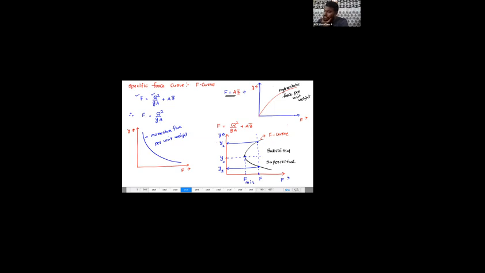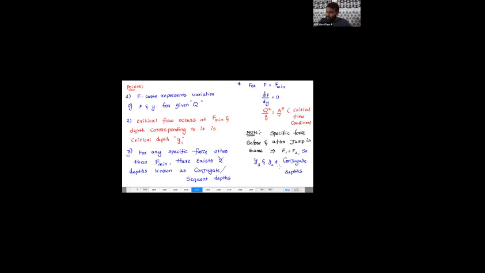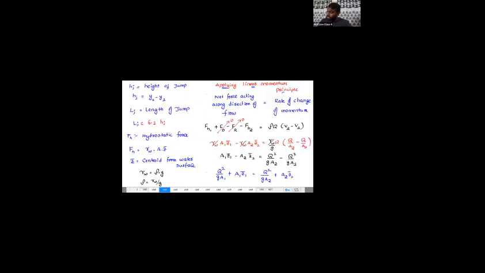Sir, how come we measure the pre-jump and post-jump depth practically? No, that's what we are going to know here. If I know one depth, then I have to find out the other depth. Okay, now let's see the further analysis. I hope you understood this. Now, based upon this, let's go back once again.